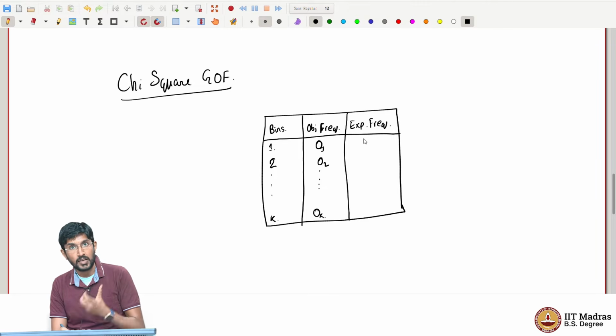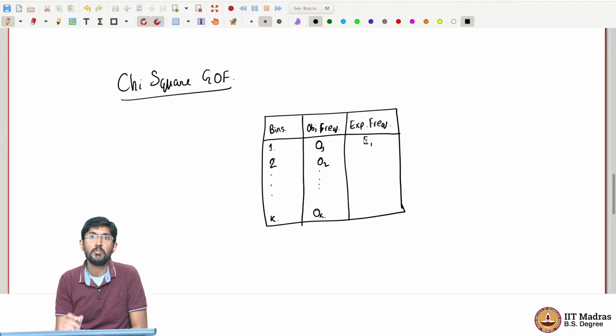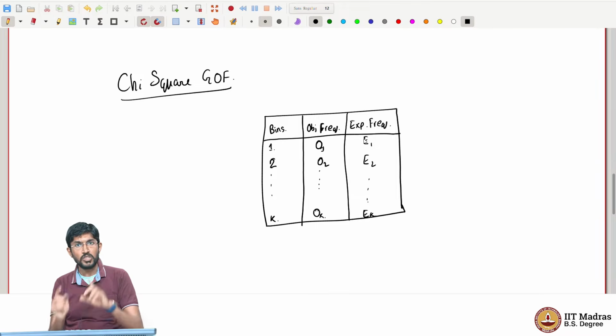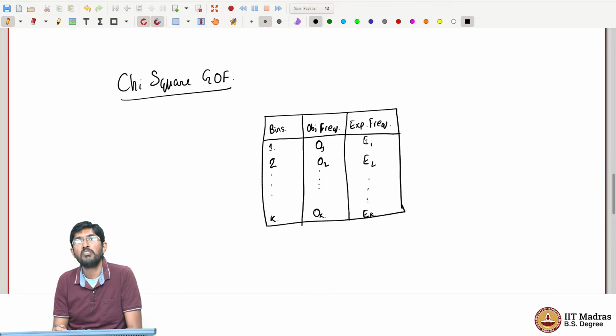If this sample is indeed coming from a population, then what is the expected number of outcomes E1 that is going to fall in bin 1? Similarly, how many observations should fall in bin 2 if this sample is really coming from the theorized population distribution? So that is E2, and so on up to Ek. So this is going to be the frequency table which is going to be used for performing the chi-squared goodness of fit test. And thus far, in your statistics course, this table would have been given to you and you would perform the test. So how would you perform the test?